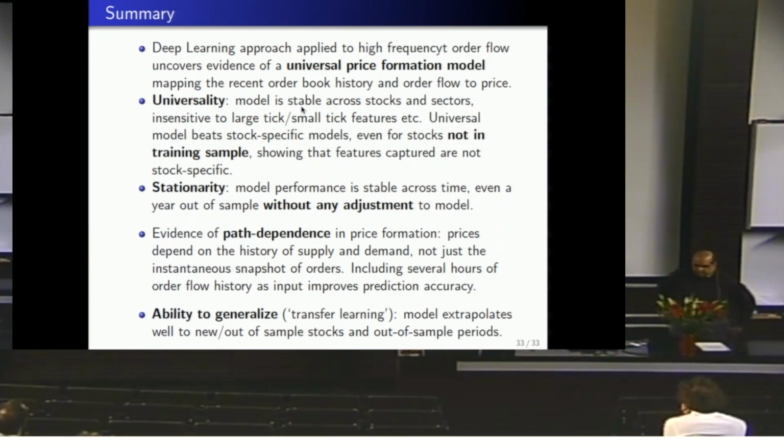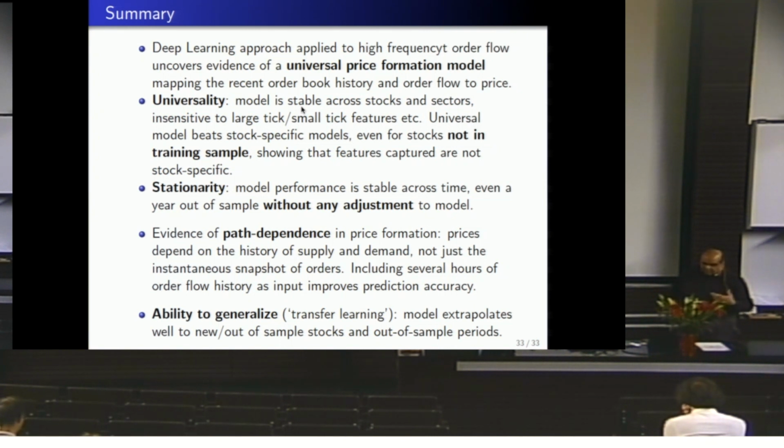Okay, so let me summarize. So we've shown how a deep learning approach works and how applying it to a high frequency financial database uncovers evidence of a universal price formation model that relates the order flow to the price. Universal means that it's stable across stocks and sectors, and it's insensitive to the details of what the stock is. And what we show is that the universal model trained on the pooled data, a much larger data set, outperforms in terms of forecasting accuracy stock-specific models trained on the stock you would like to forecast. So this leads to the counterintuitive thing that you should use data from other stocks if you want to forecast, even if you want to forecast only this stock, not just the thing you want to forecast. And this is not something people have been doing.